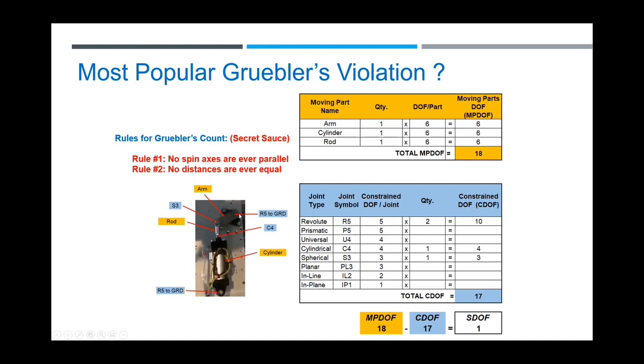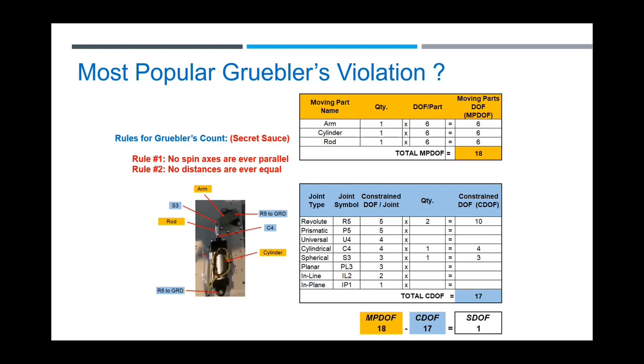So let's say you were able to install it this way, and you do the math and use the right joints here: you have an S3, which is a ball joint, a C4, which is a cylindrical joint, and R5, and there's 2 of them. Now you get 18 subtract 17 is equal to 1. You would say, oh, well, this mechanism is free to rotate and it's not binding, right? But that's where people make a mistake.